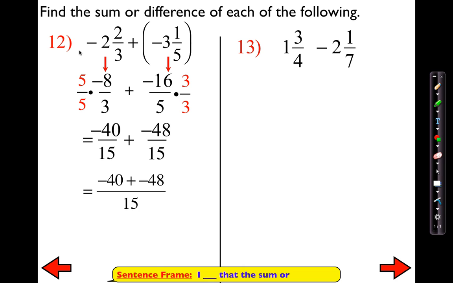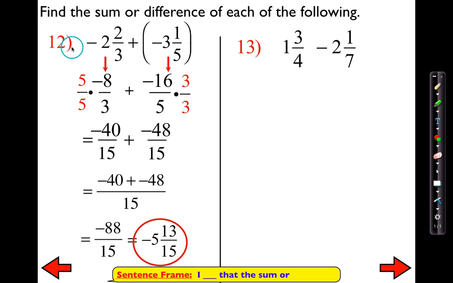15 is our lowest common denominator. We're going to combine numerators together, giving us negative 88/15. We can't leave it improper. We're going to change it into a mixed number by dividing, giving us negative 5 and 13/15.